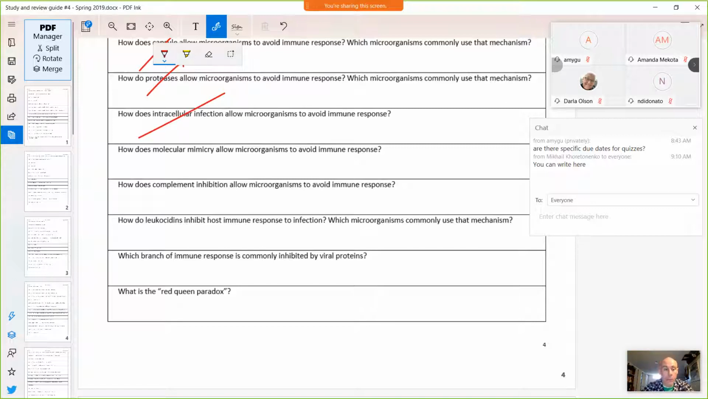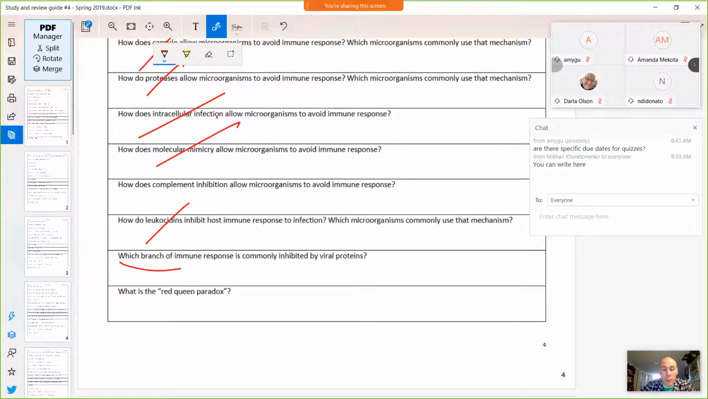Molecular mimicry. Microorganisms somehow make themselves look like the host's proteins or whatever. So I give an example of, I believe, schistosoma doing that. Complement inhibition. Complement is one of the innate immune responses mechanisms. So if you inhibit complement, it protects you. Leukocidin specifically, mostly Staphylococcus and Streptococcus, they basically kill white blood cells. Viruses very often inhibit the innate immune response.